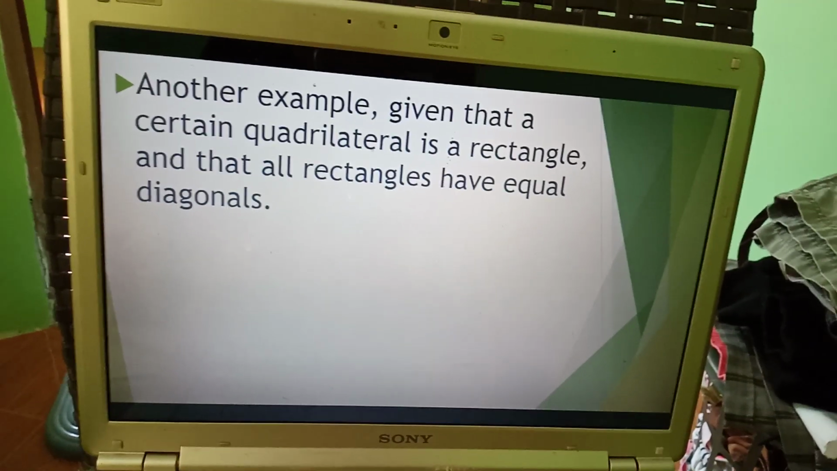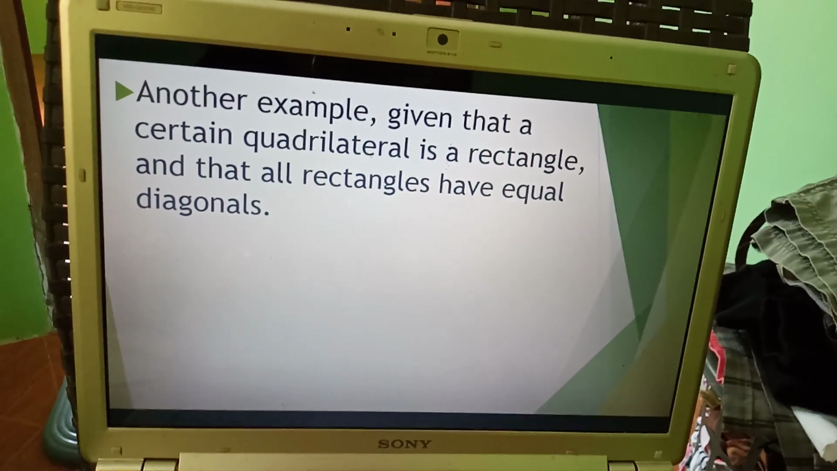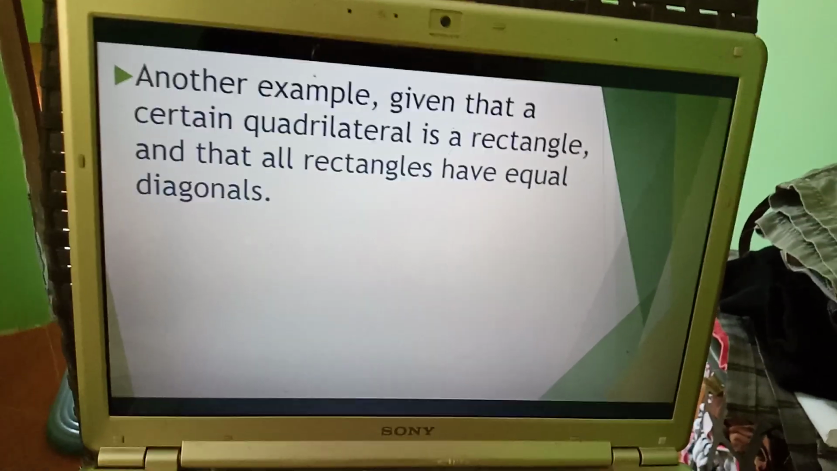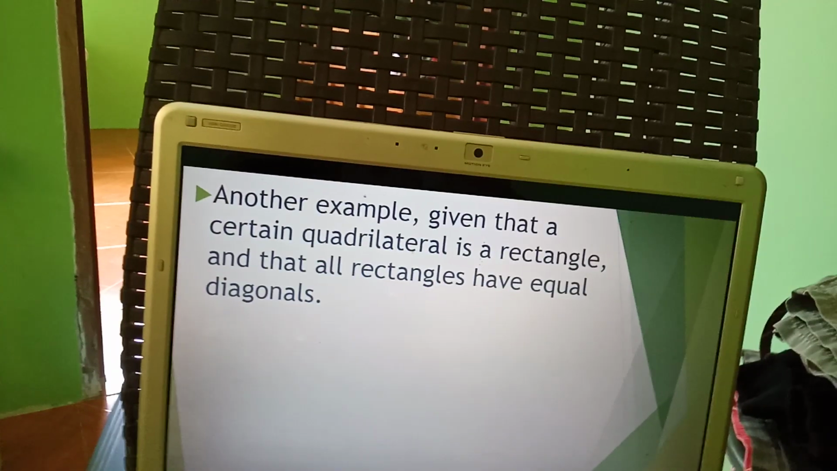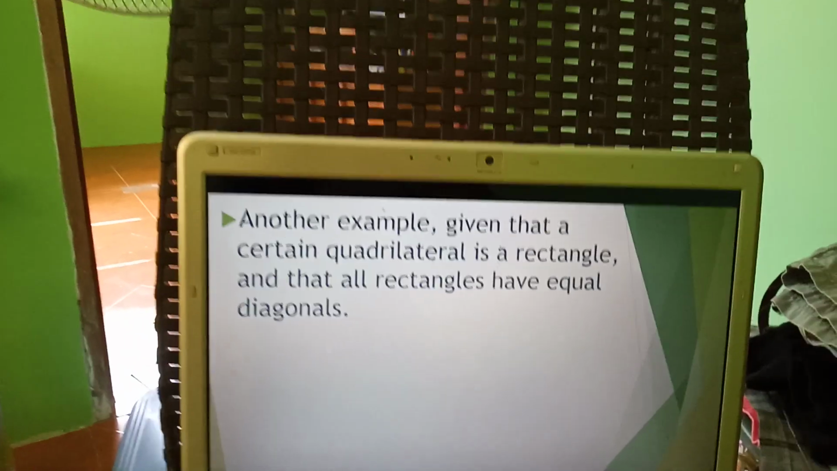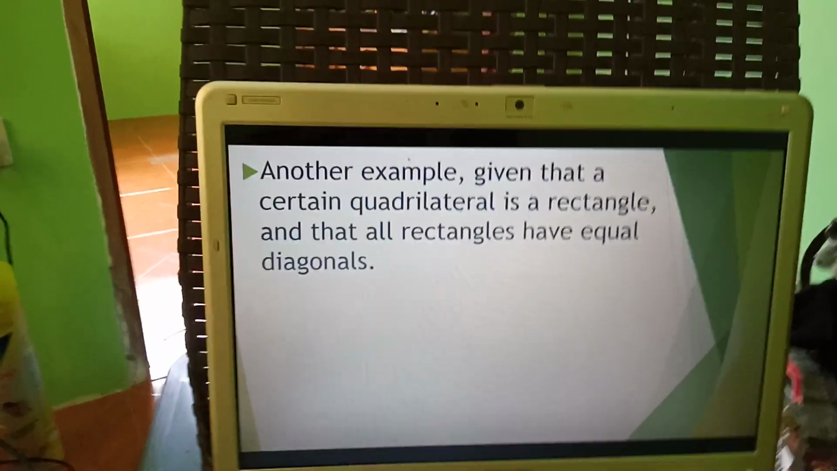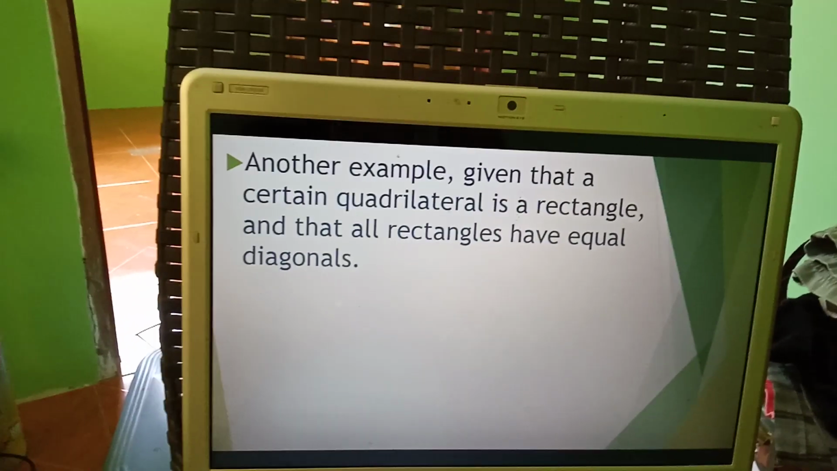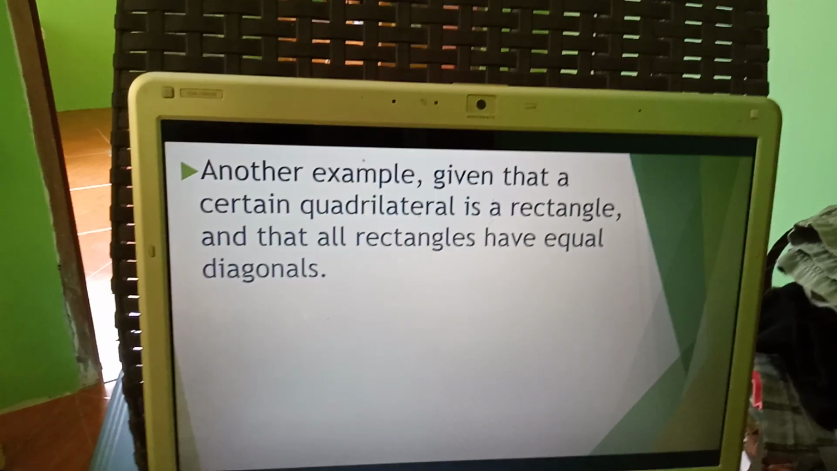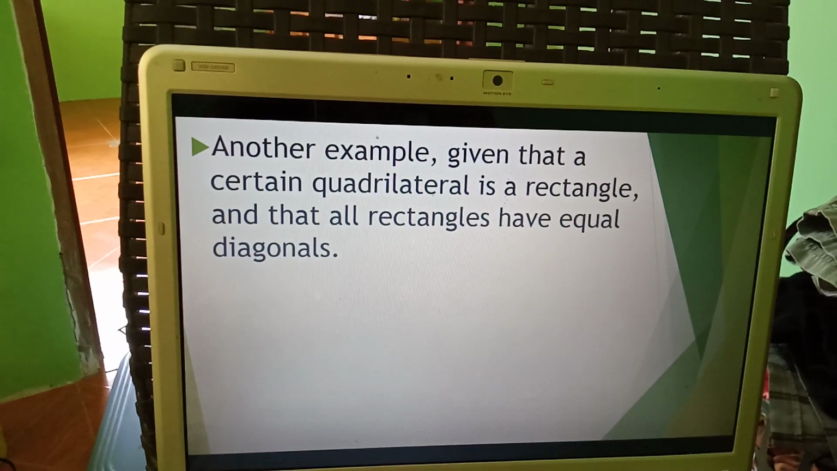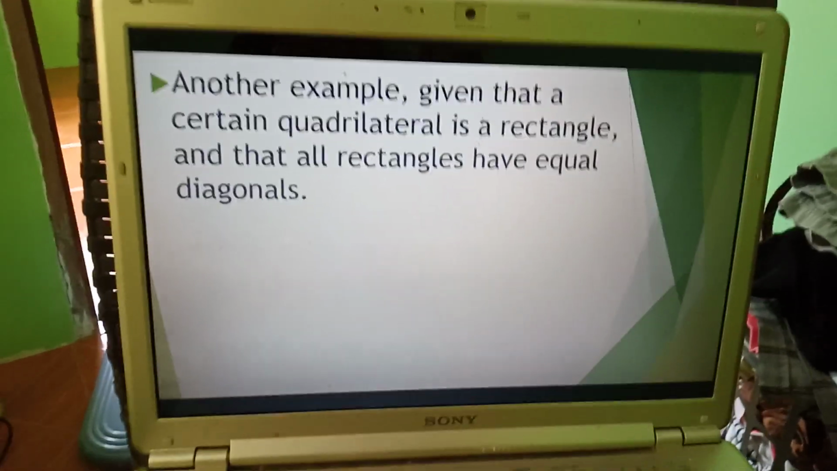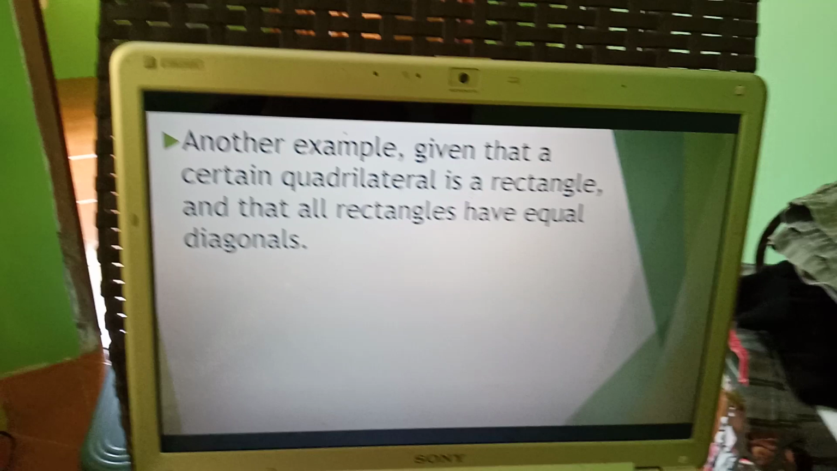Okay? So, another example, given that a certain quadrilateral is a rectangle and all rectangles have equal diagonals. So, when we say that, as you can see, kapag sinabi natin quadrilaterals, hindi lang siya rectangles. Pero sinabi dyan, certain quadrilateral is a rectangle. So, sinabi na yung given na quadrilateral ay rectangle, at lahat daw ng rectangles na yon ay may equal na diagonals.